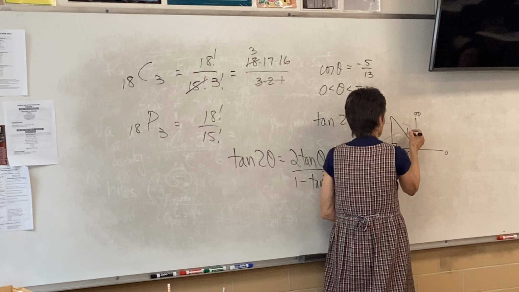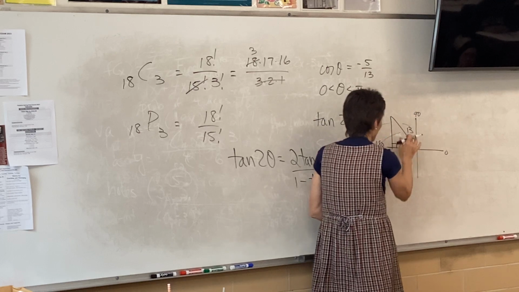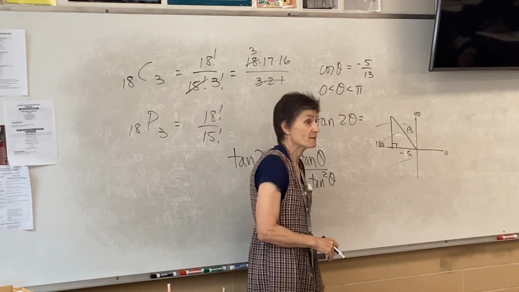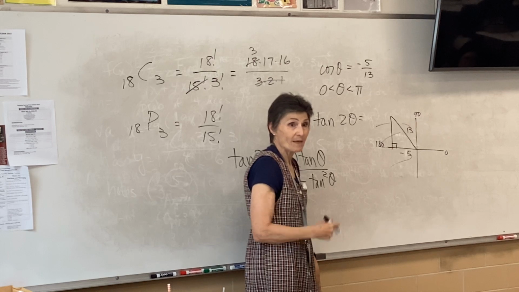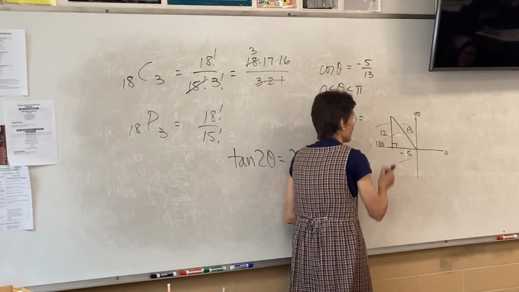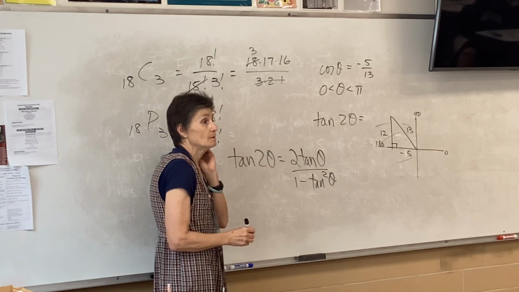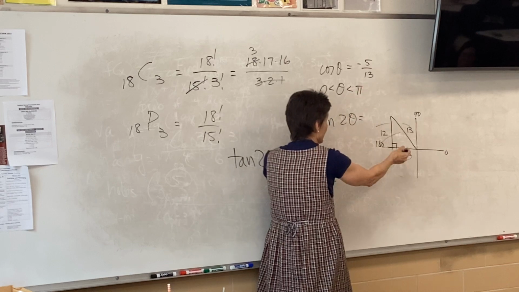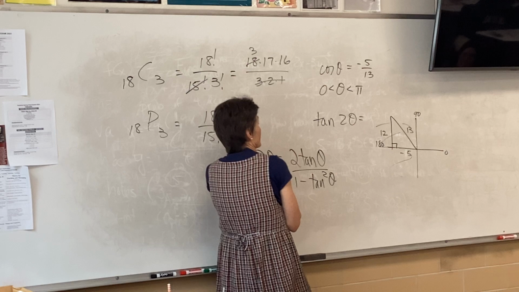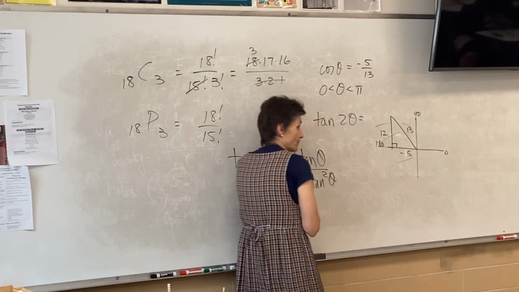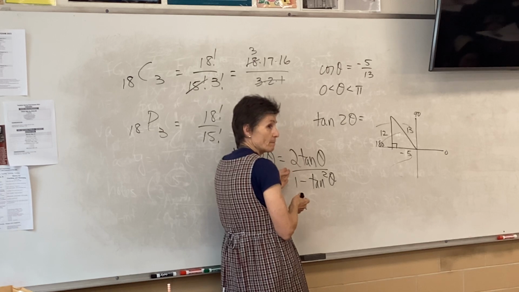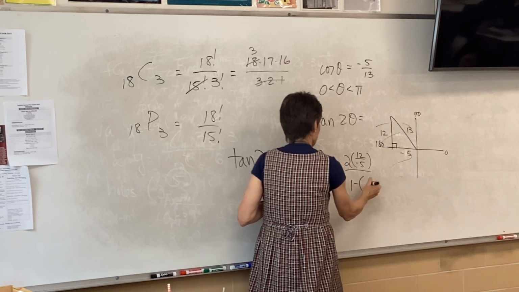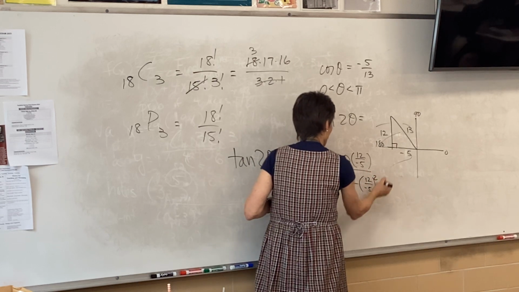Cosine is adjacent over hypotenuse. You might recognize those numbers, but if you don't, you'll do the Pythagorean theorem to figure it out. That is a Pythagorean triple, so this is 12, positive. So what's the tangent of that angle? This is a picture of the angle, straight from the given. What is the tangent of that angle? 12 over negative 5. So I'll plug that into my formula. So 2 times 12 over negative 5 over 1 minus 12 over negative 5 squared.